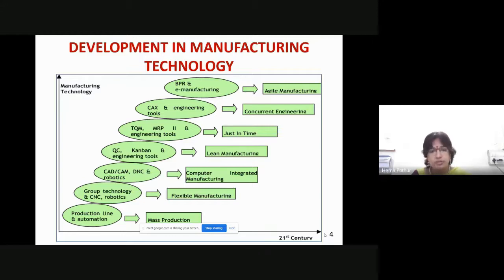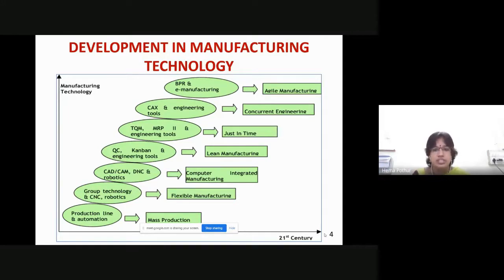The Tokyo company introduced these JIT concepts, and they also used a few engineering tools, which led to lean manufacturing, where we started cutting short our cost of manufacturing by not maintaining bulk inventory, either in the form of raw material, material handling, or output products coming out of the industry. And one thing they ensured was that quality checking would be done in between the processes, not at the end of the process.